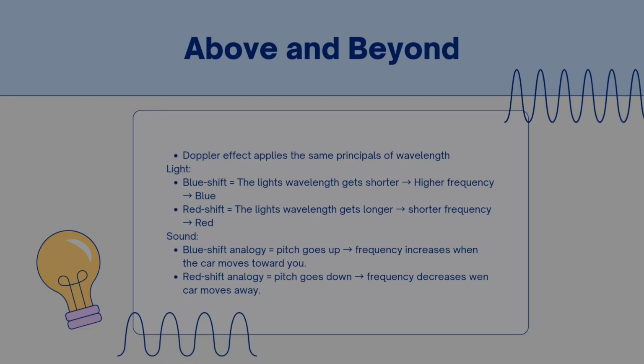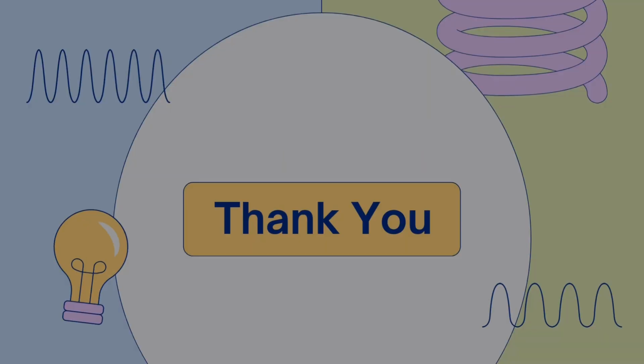Well, sound uses the same shifts in an analogy. It's not really blue because you can't hear a color, but the pitch goes up and thus frequency increases when the car moves towards you, and thus we call that a blue shift. And in the red shift analogy, pitch goes down, frequency decreases, and the car moves away. Astronomers use this to identify if a comet is coming towards your relative position or if it's going away from your relative position. Coming towards you, that's a blue shift. If it's going away, that's a red shift. Thank you for listening to our presentation.